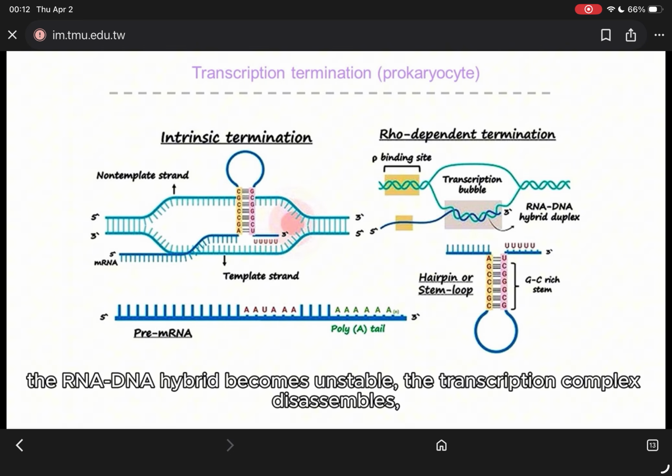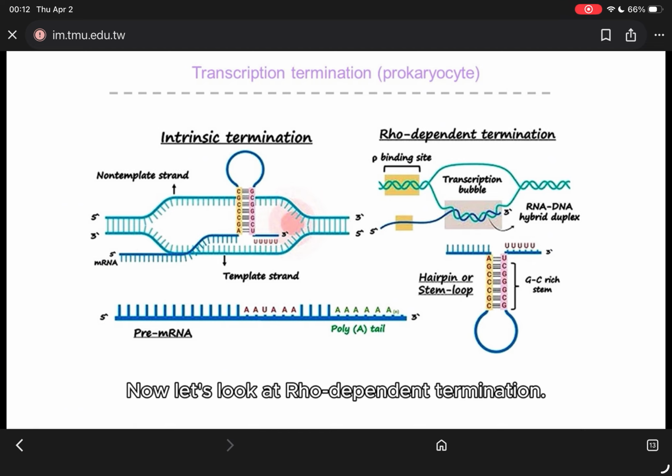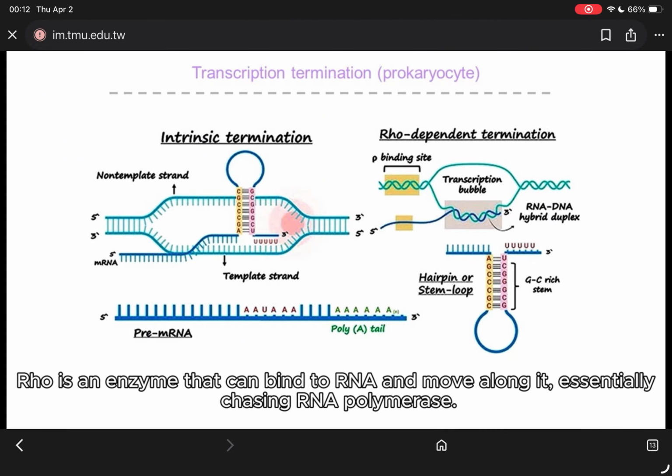As a result, the RNA-DNA hybrid becomes unstable, the transcription complex disassembles, RNA polymerase falls off, and the RNA transcript is released. Now let's look at Rho-dependent termination. Here, a key player comes into action, the Rho protein. Rho is an enzyme that can bind to RNA and move along it, essentially chasing RNA polymerase.